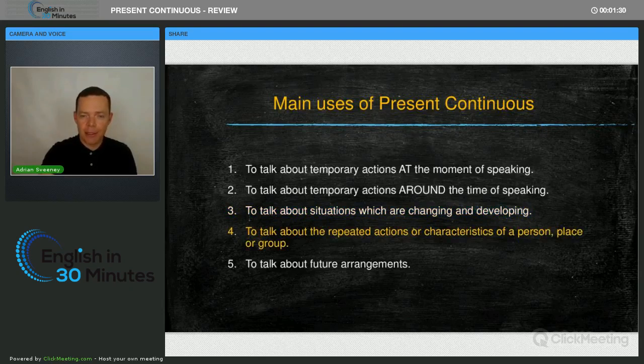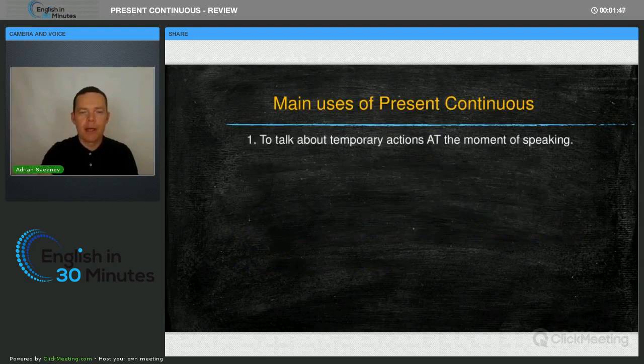I know that sounds a little strange perhaps, but you can. You can use the present continuous to talk about repeated actions or the characteristics of a person, place or group. And finally, number 5, we can use it to talk about the future. So let's begin with number 1, temporary actions at the moment of speaking.